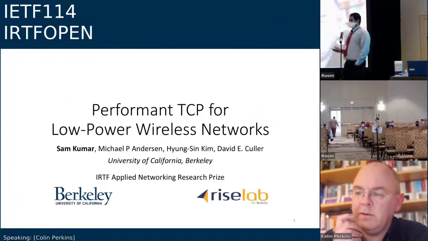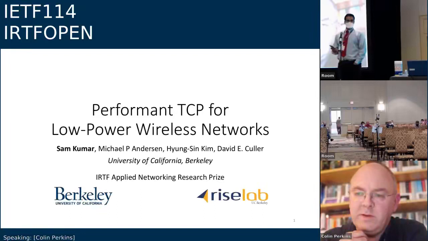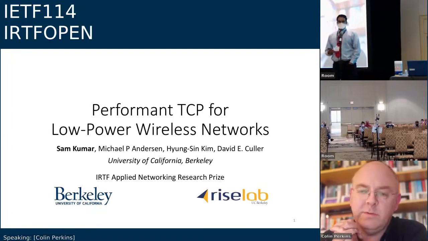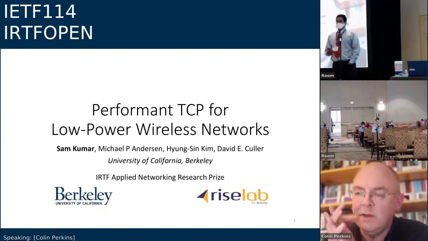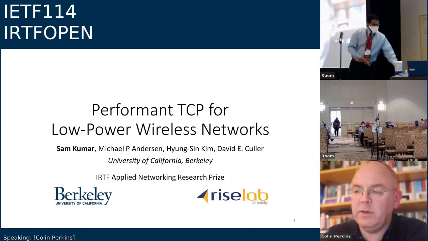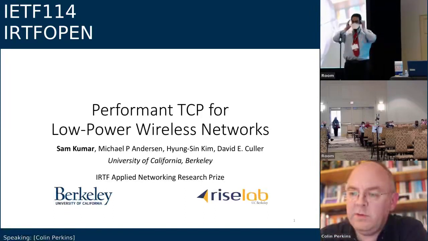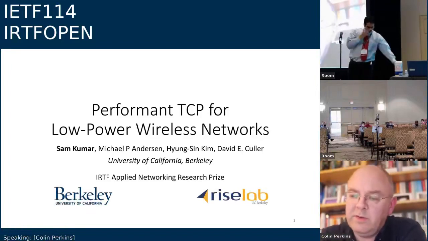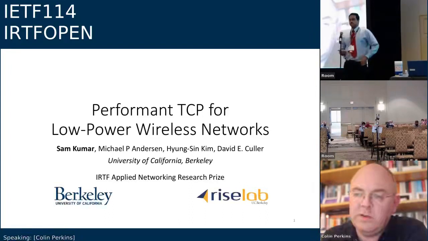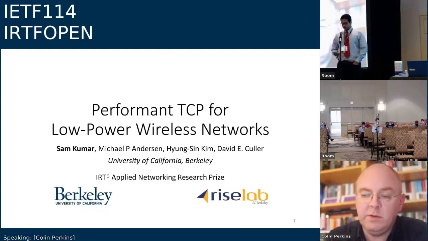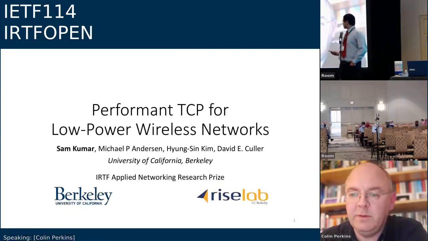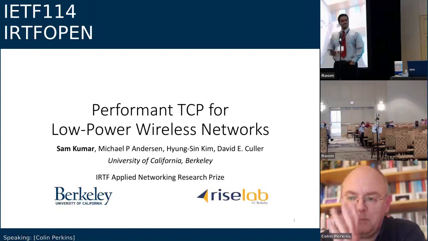Okay, great. So the second talk today is focusing on a very different problem domain. In this talk, Sam Kumar will talk about his paper on performant TCP for low-power wireless networks. This was originally presented at the NSDI conference in 2020, if I remember correctly. Sam is a PhD student at UC Berkeley, advised by David Culler and Raluca Ada Popa. He's broadly interested in systems, security, and networking, and his research focuses on rethinking systems designed to manage the overhead of using cryptography, and presumably also improving the performance of TCP for low-power wireless networks. So, Sam, over to you.